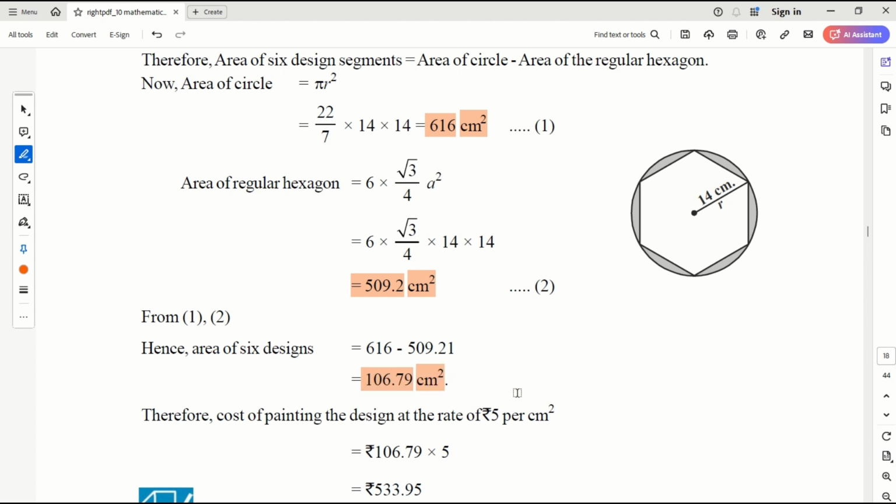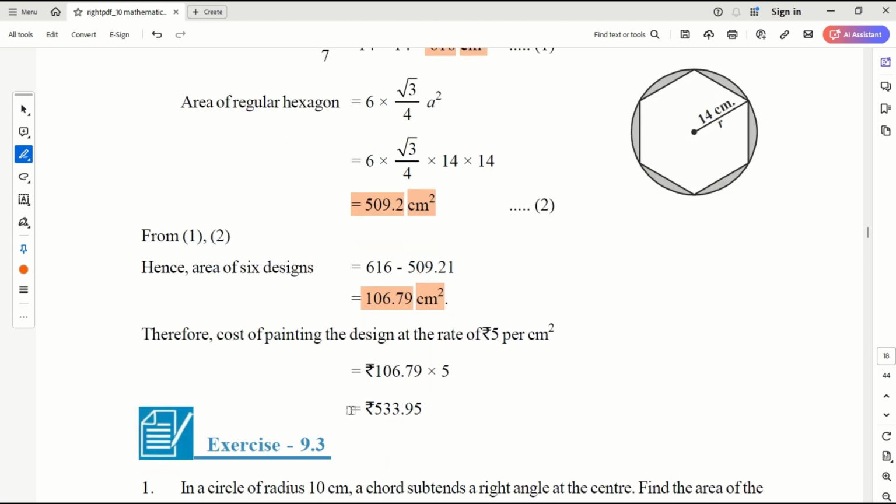And what is the rate at which you are painting? 5 rupees per square centimeter. So you multiply into 5. This is the amount required for painting this shaded area. Okay. Hope you understand it.